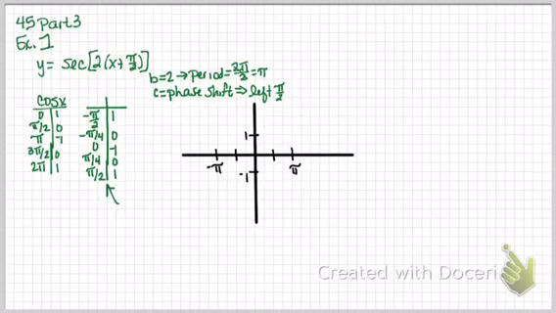Once you get your graph drawn, go ahead and plot your points. So negative pi over 2, 1, negative pi over 4, 0, 0, negative 1, pi over 4, 0, and pi over 2, 1. But remember, we're graphing secant, not cosine, so don't connect the dots. Every one that's on the x-axis is going to become an asymptote.